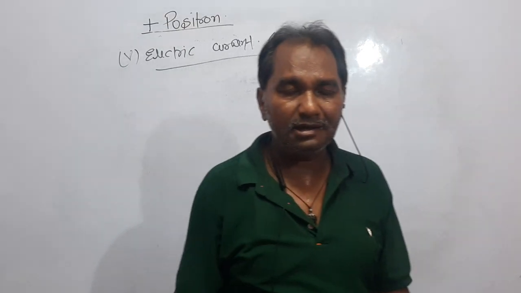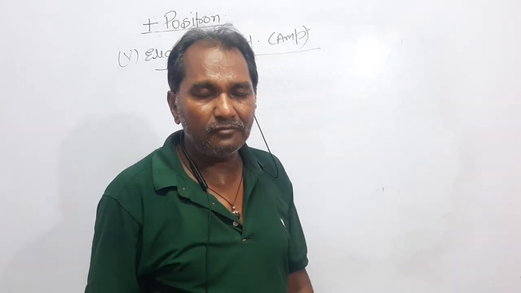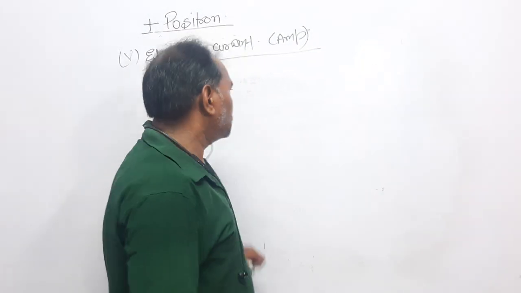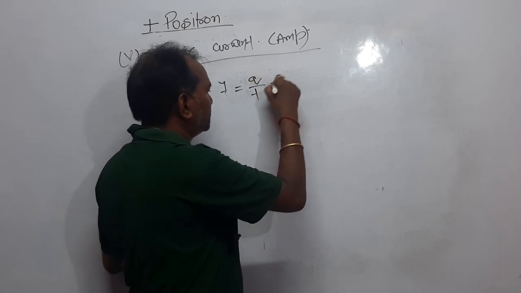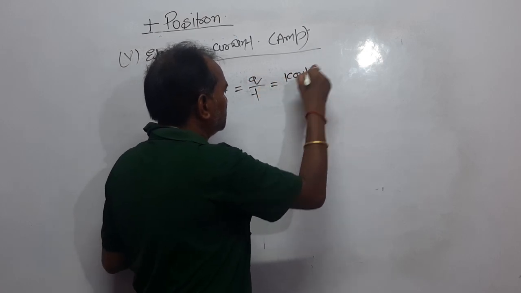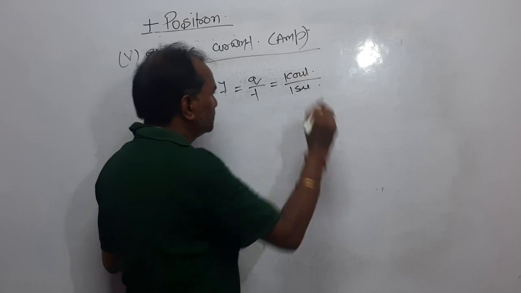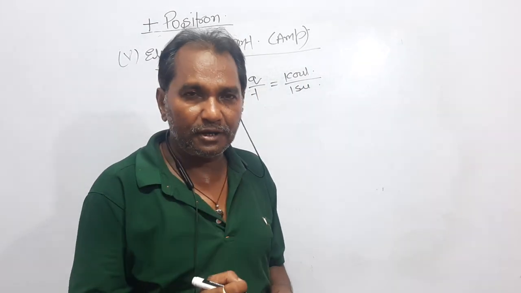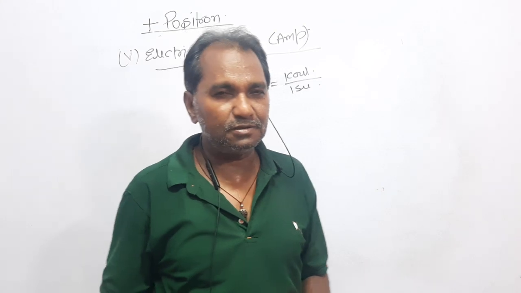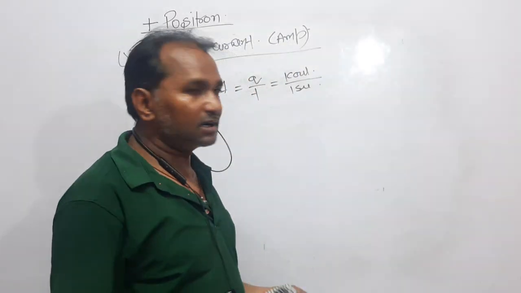Right? The SI unit is ampere. How will you define 1 ampere? You know, I is what? Rate of flow of charge is called current. 1 coulomb divided by 1 second. Means, if 1 coulomb of charge flows from a point in 1 second, then it is said to be 1 ampere.